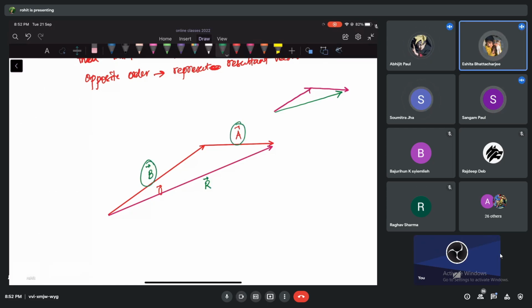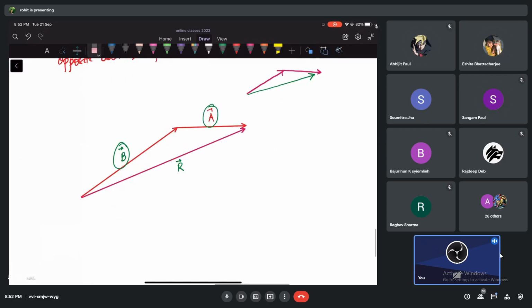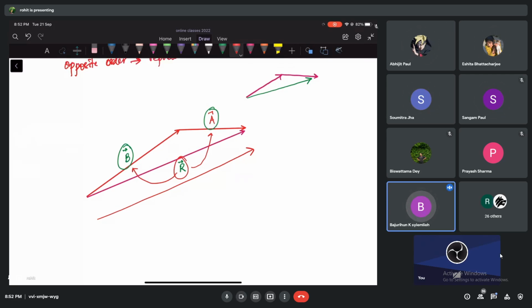Vector B, and the resultant of vector B and vector A. Okay, now think and tell me, what does it look like? Is the resultant the same as A, or bigger in size than A and B? Bigger in size. Yes. The resultant looks so long. See, this is the resultant vector. It's much bigger than A and B vectors.